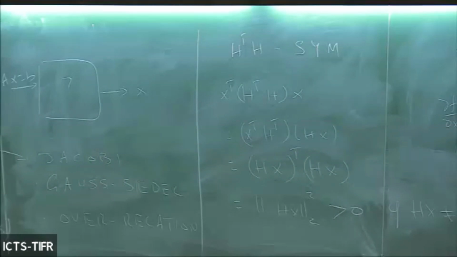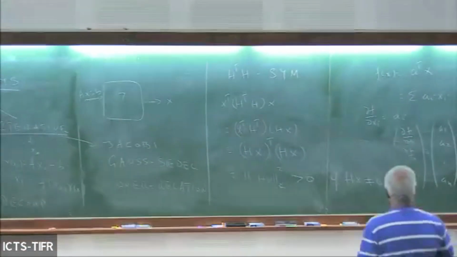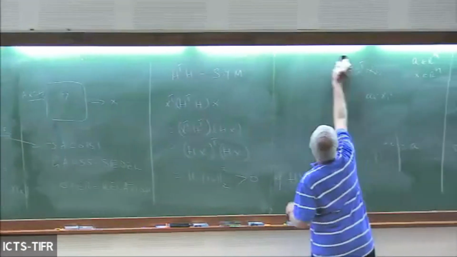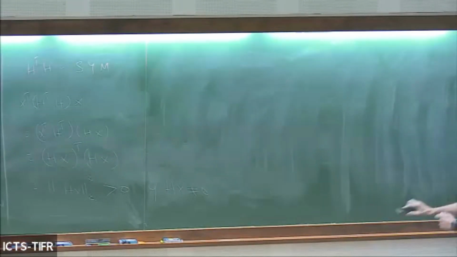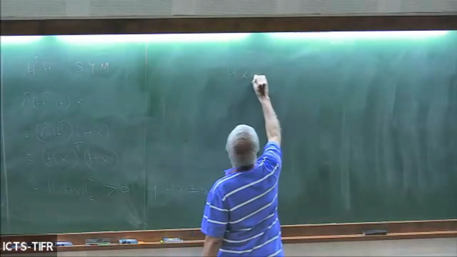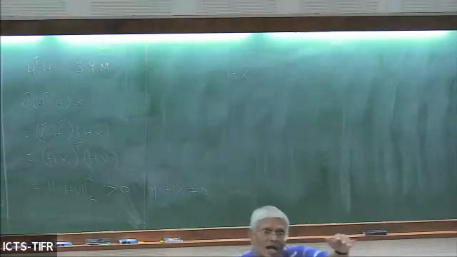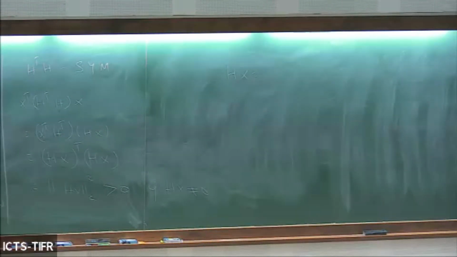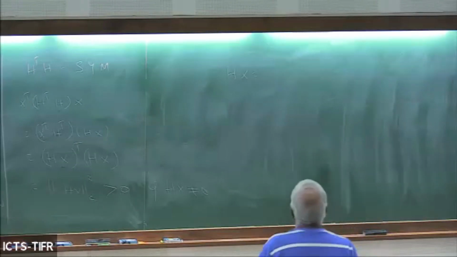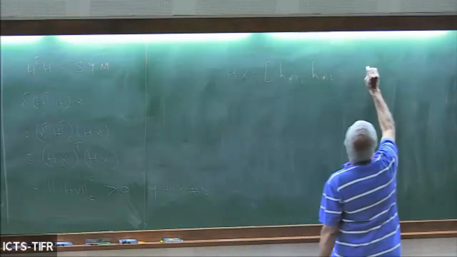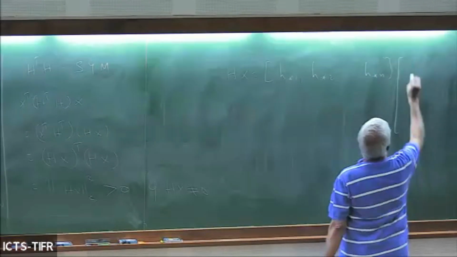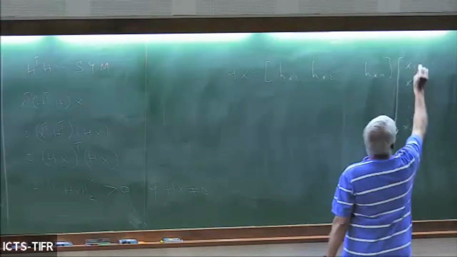Now I'm going to go to vector space theory. So what is H of X? That's what we did in vector space theory last class. H of X, you remember a matrix can be partitioned either row-wise or column-wise. I'm going to partition this matrix H column-wise. So this is H star 1, H star 2, H star N, times X1, X2, Xn.